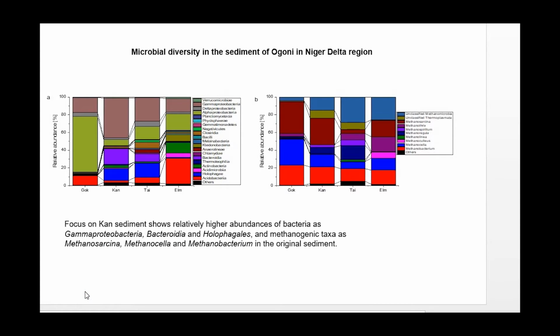Sediment from Ogoni, from 4 different locations in Ogoni, showed high biodiversity. Focus on Kano sediment shows relatively high abundances of Gammaproteobacteria, Bacteroidea, and Halophagales. The methanogenic phylotypes were more of Methanosarcina, Methanocella, and Methanobacterium.